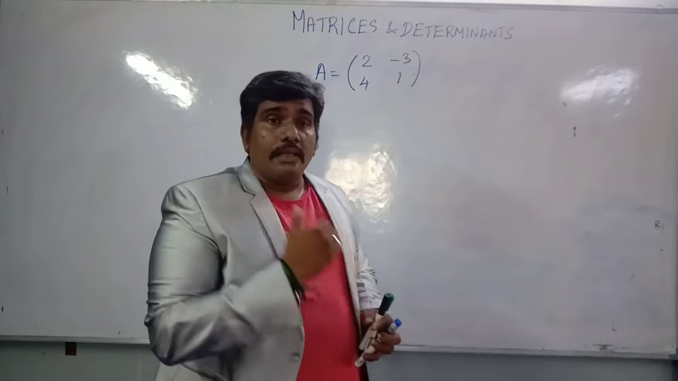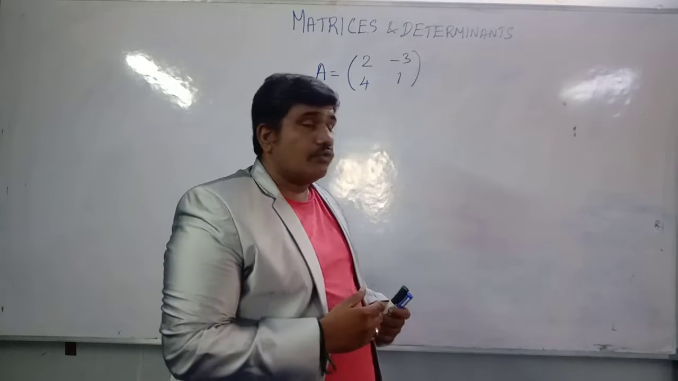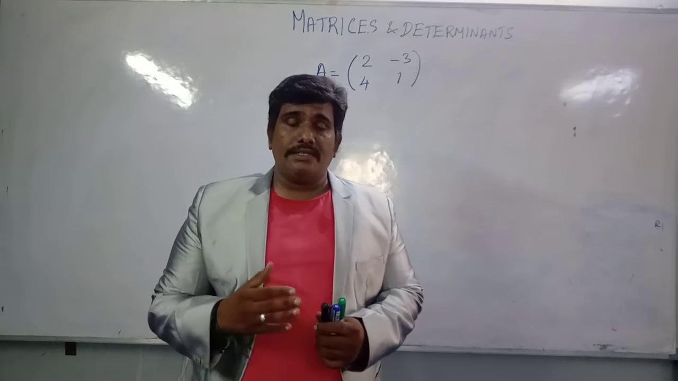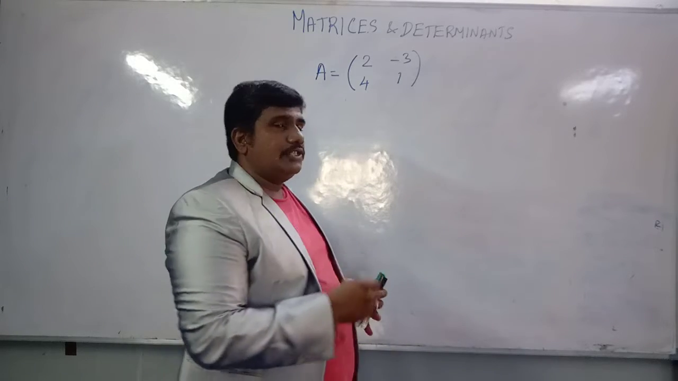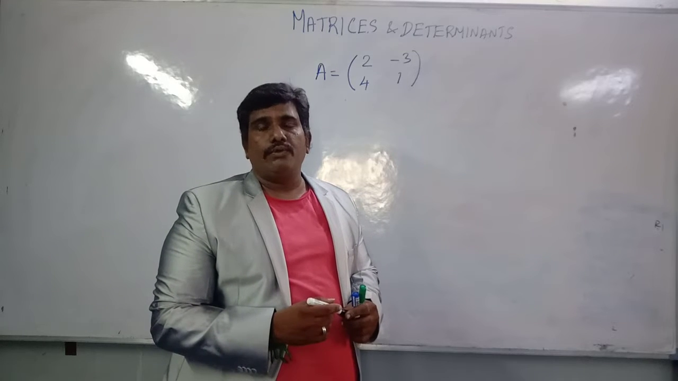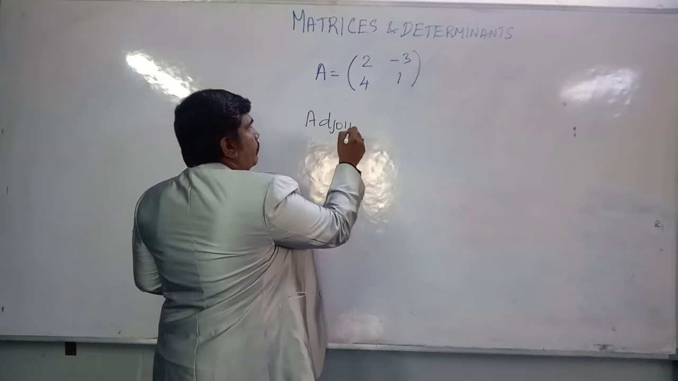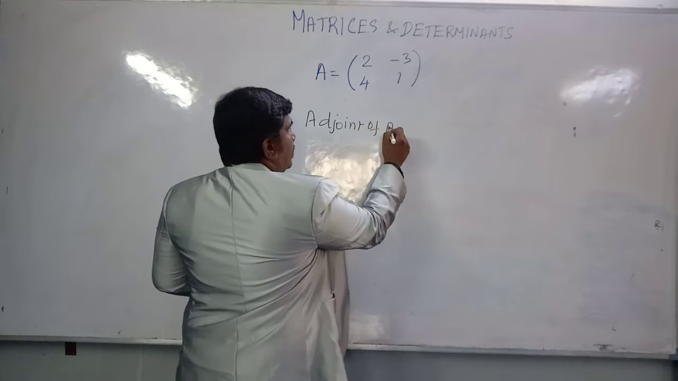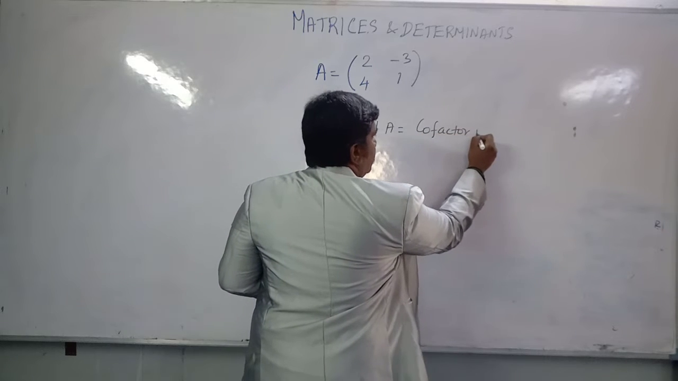In matrices, the main concept is to find the adjoint of a matrix because it is needed for finding the inverse of a matrix. So let us start with the adjoint of a matrix and how to find the adjoint of this 2 by 2 matrix. Generally, we define the adjoint of this matrix A as the transpose of a cofactor matrix.